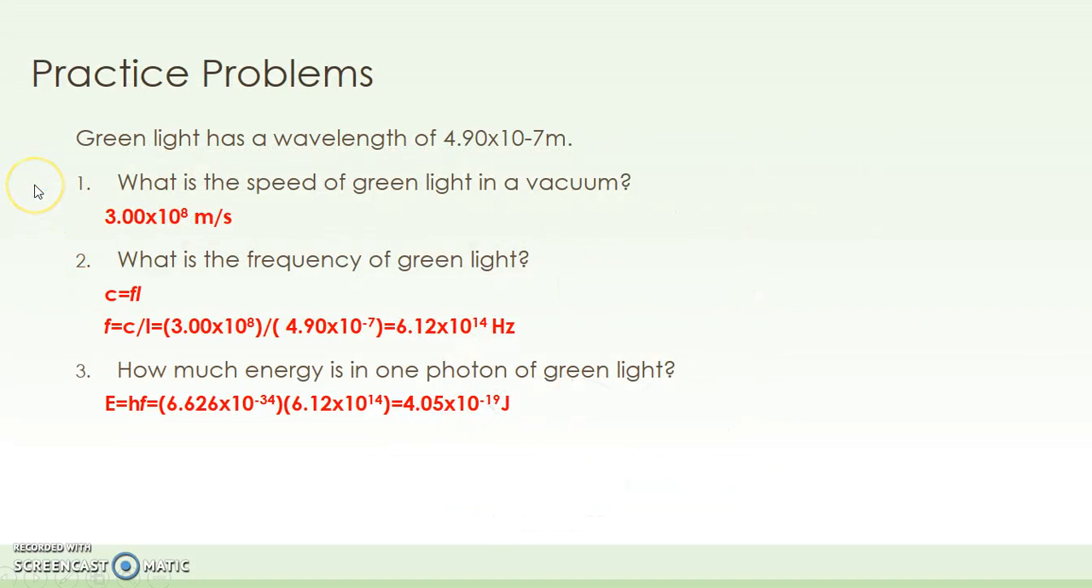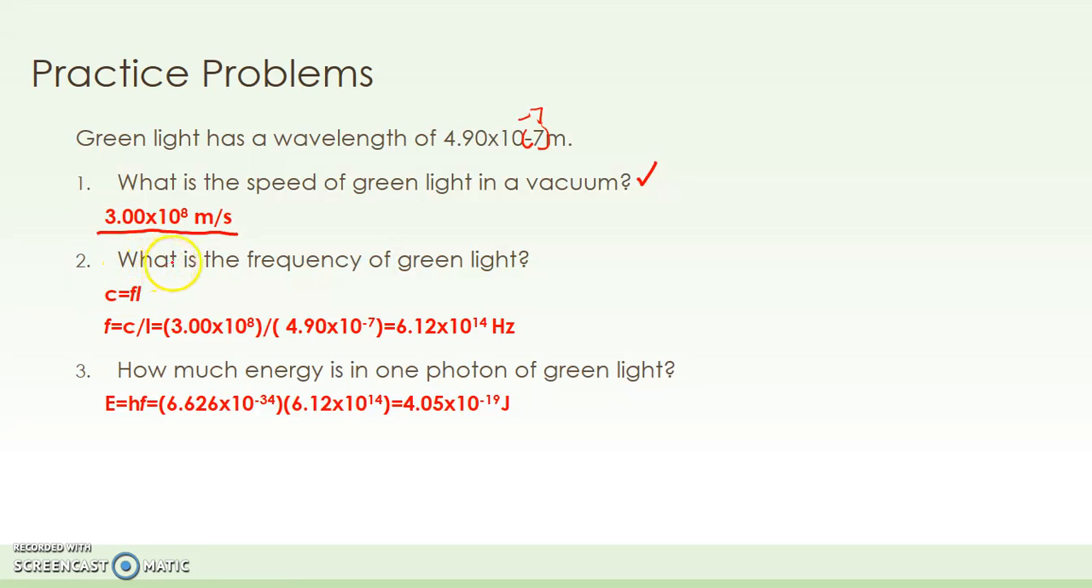All right, so we're going to jump into practice problems first. The first one states that a green light has a wavelength of 4.90 times 10 to the negative 7th. I guess this is a typo here. Remember, it's supposed to be 10 to the negative 7th meters. What is the speed of light in a vacuum? So this first question is just making sure you know the constant, that the speed of light is 3.00 times 10 to the 8th meters per second.